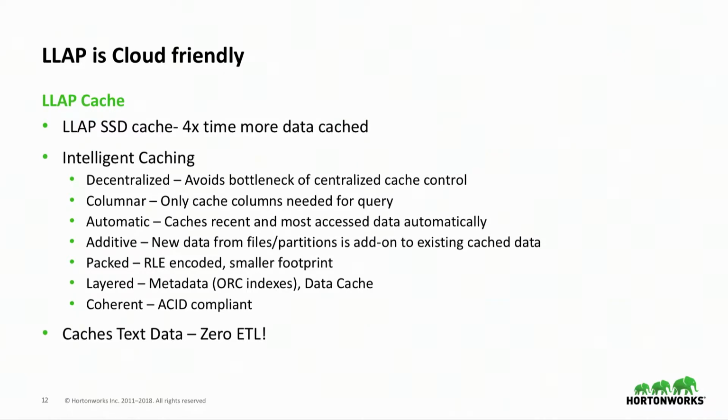And I alluded to this before, we support text caching. As the users run queries on text, text data gets encoded in the background efficiently, and then the performance on future queries will improve. There is a cost associated with converting text data into ORC or Parquet. If you have text data in the cloud, your cloud vendor will charge you for the conversion and storage, right? But if you have LLAP, you do not have to go through that process, and that's why we call it zero ETL, because you can directly query on the text data.